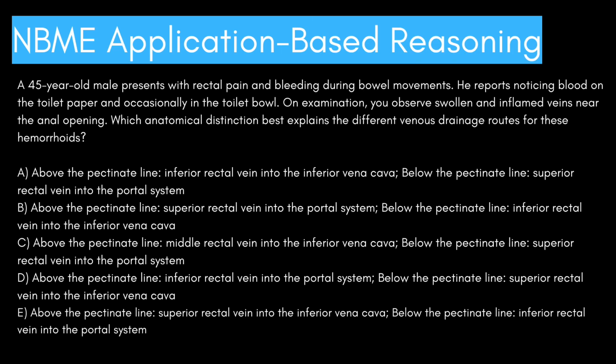All right, now that we have covered this question, let's move on to look at the next question. A 45-year-old male presents with rectal pain and bleeding during bowel movements. He reports noticing blood on the toilet paper and occasionally in the toilet bowl. On examination, you observe swollen and inflamed veins near the anal opening. Which anatomical distinction best explains the different venous drainage routes for these hemorrhoids?